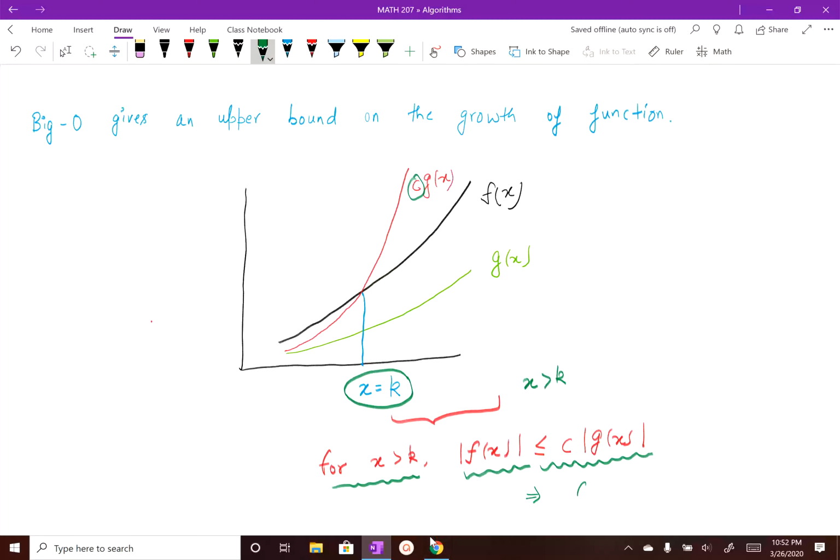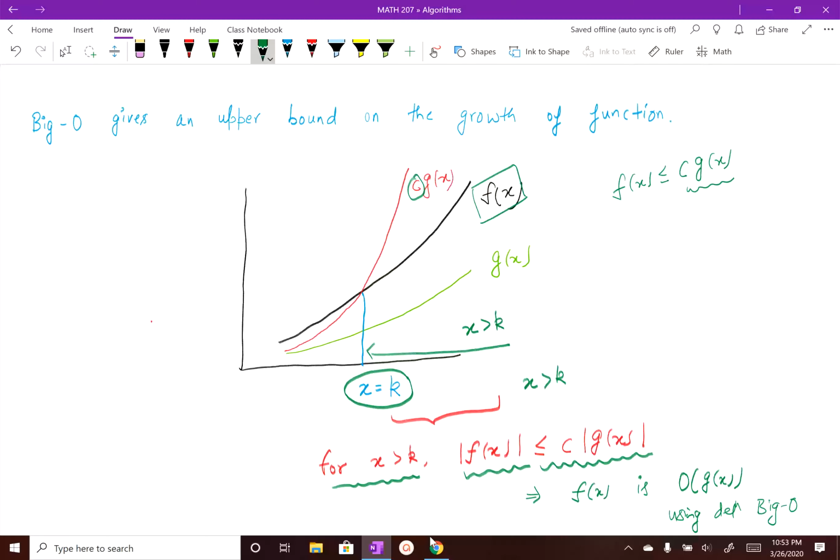So this means that f of x is big O of g of x by using the definition of big O. Here we get an upper bound on the given function f of x, and we can say f of x is less than or equal to c times g of x. So this term c times g of x is going to dominate my given function f of x in this region, whenever x is greater than k.